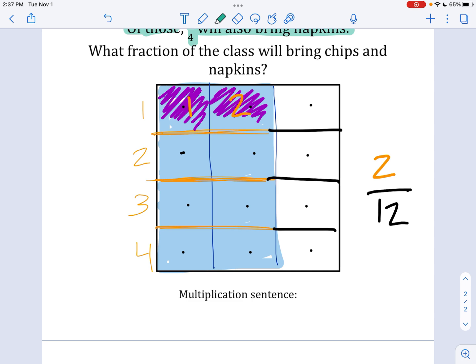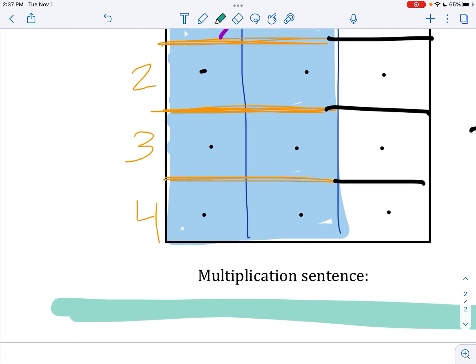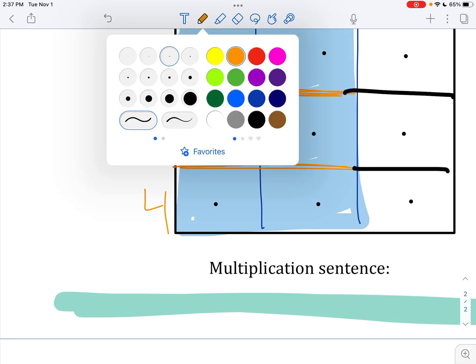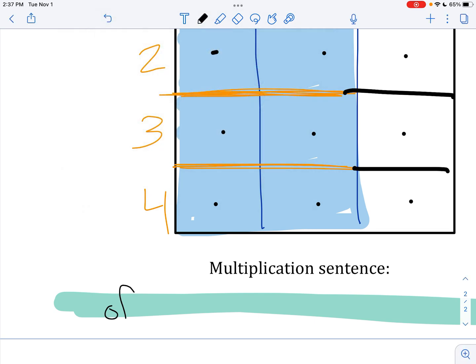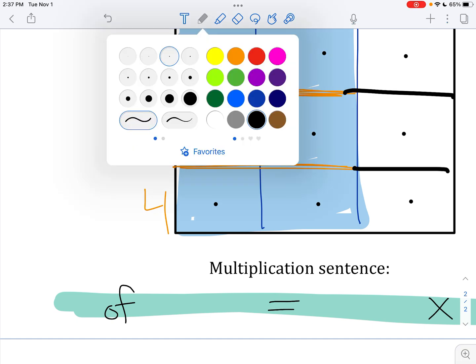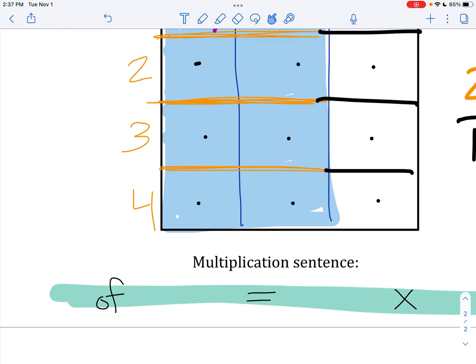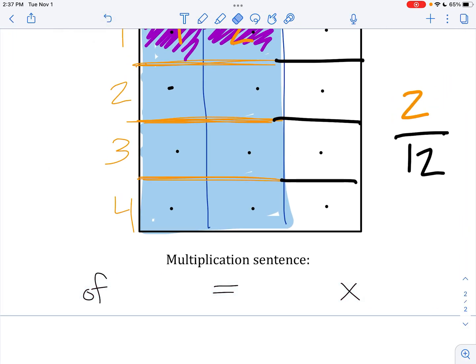But now what I want from you is for you to write the multiplication sentence. Yesterday in class, we wrote of a fraction of something else, and then we wrote equals, and then a times problem over here. Right? So you might need to look back at your sheet that we did in class to see what to write on the very bottom. But please make sure that you write a multiplication sentence.